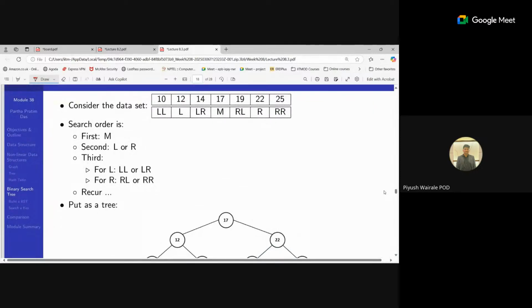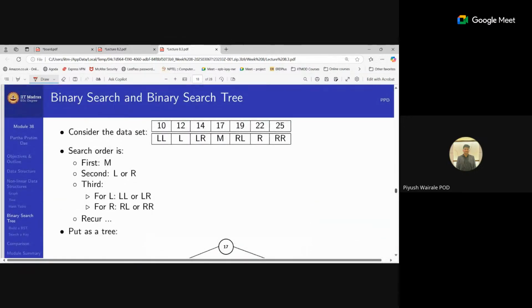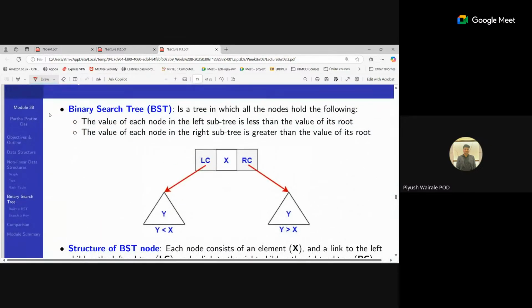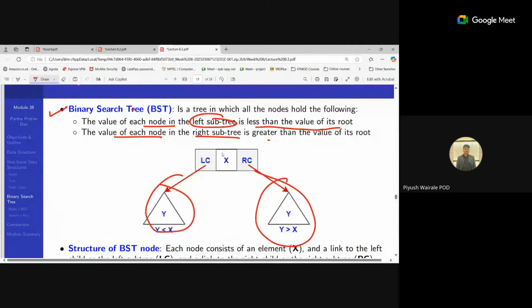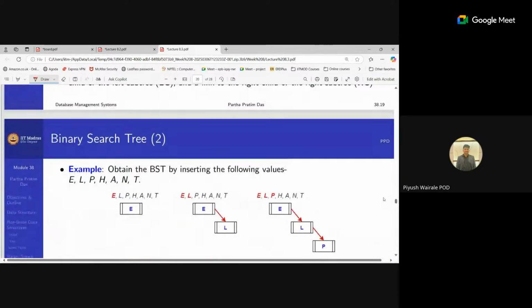So you can see here, let's take this order only. The binary search we have applied here. So here you can see the binary search tree. The value of each node in the left subtree is less than the value of its root node. Similarly, the value of each node in the right subtree is greater than the value of its root node, right? This is about the simple binary search tree, okay? So always remember this particular case, how a binary search tree is constructed.